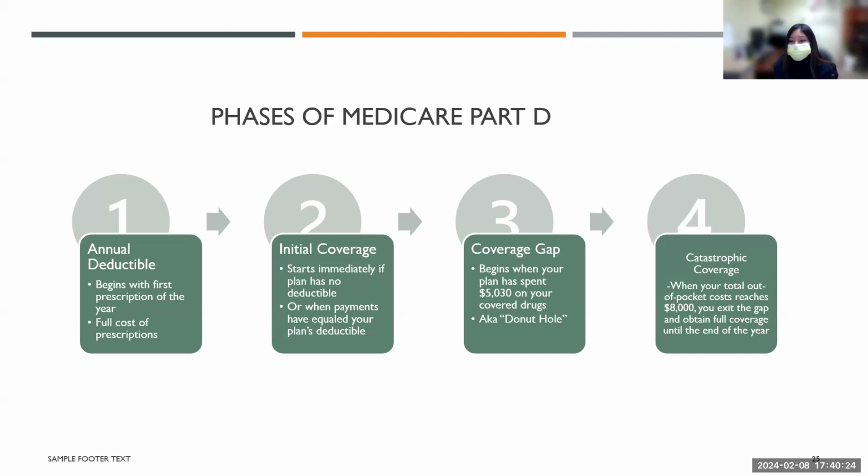And next, the last phase is called catastrophic coverage, or phase 4, which means that your total out-of-pocket costs have reached around $8,000. And at this point, you exit the coverage gap, and now your plan is going to pay full coverage for you until the very end of the year. I did want to mention that there is a new law that has passed, and hopefully we will see these changes in 2025, but they are trying to eliminate this coverage gap in 2025.